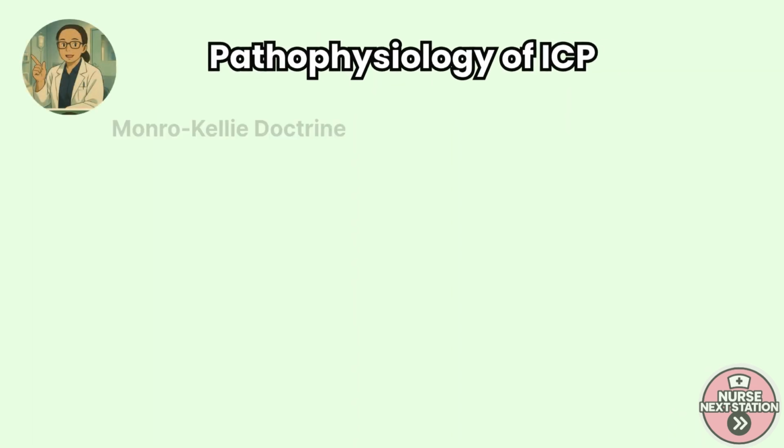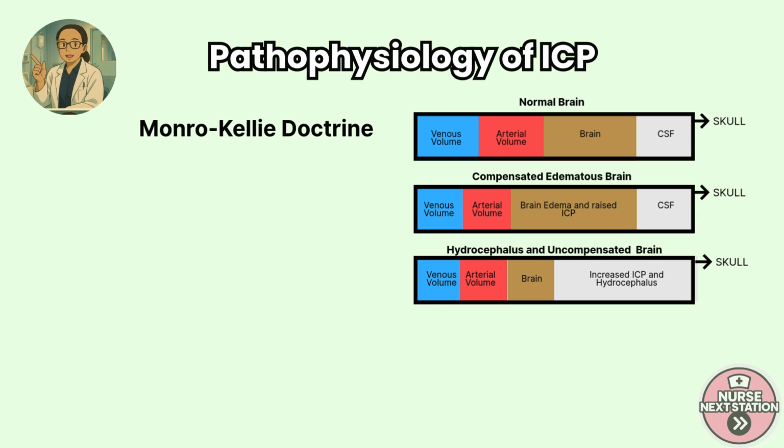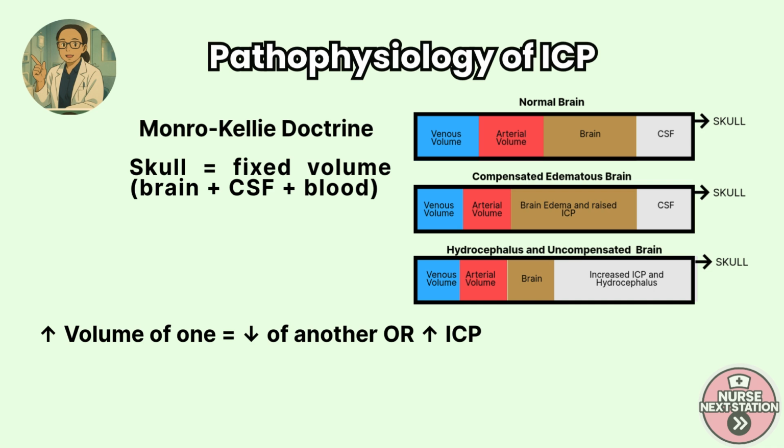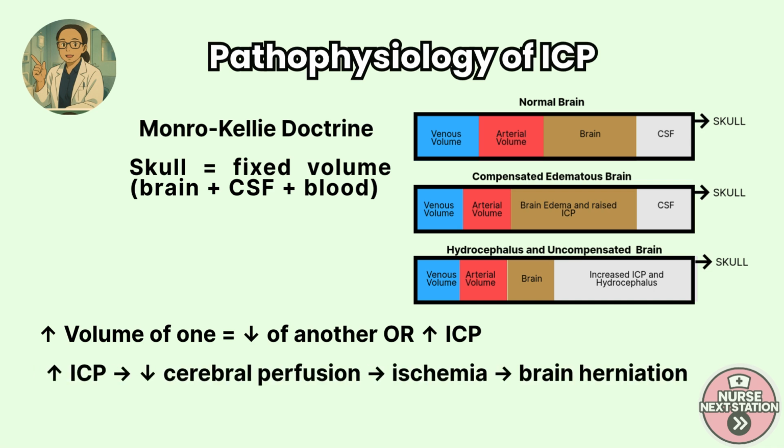Let's revisit the Monro-Kelly doctrine. It states that the skull contains three main components: brain tissue, blood, and cerebrospinal fluid. If one increases, the others must decrease to maintain normal pressure. When this balance fails, cerebral perfusion drops, causing brain tissue hypoxia and possibly brain herniation, a medical emergency.